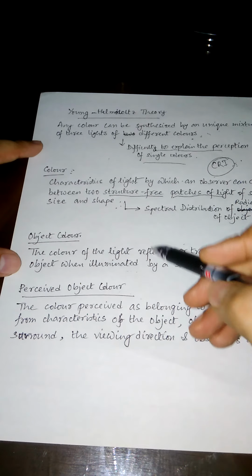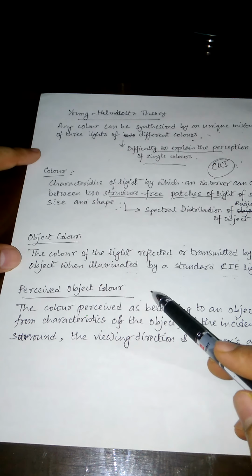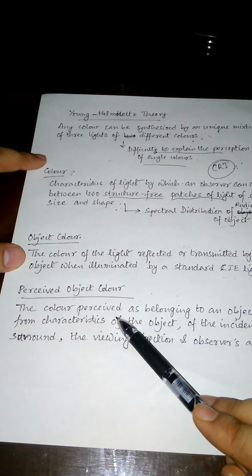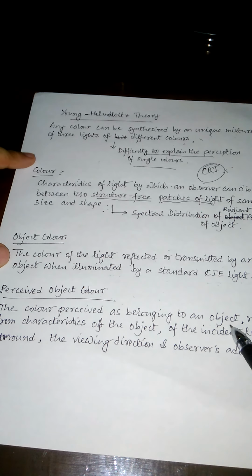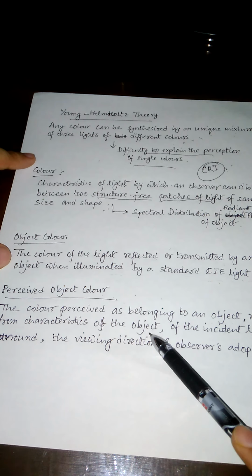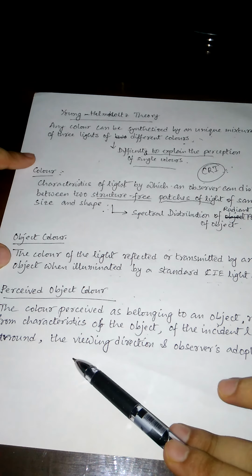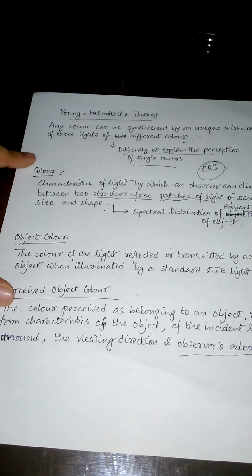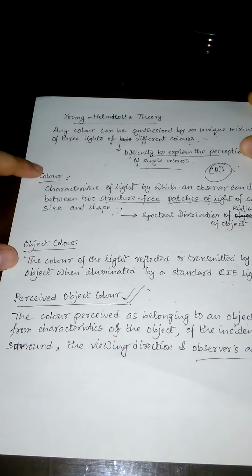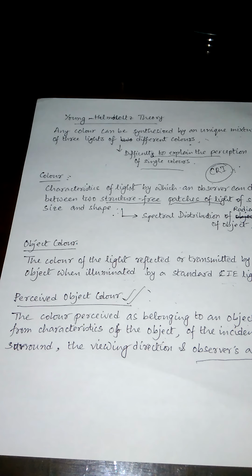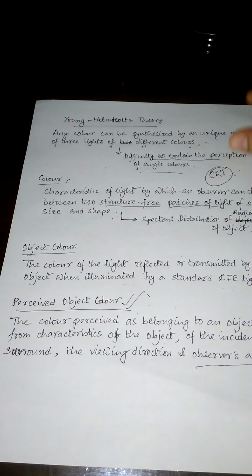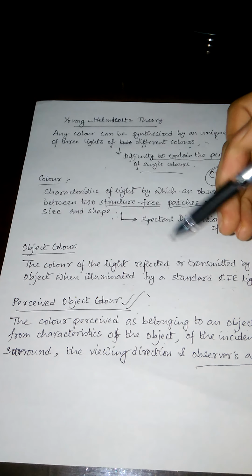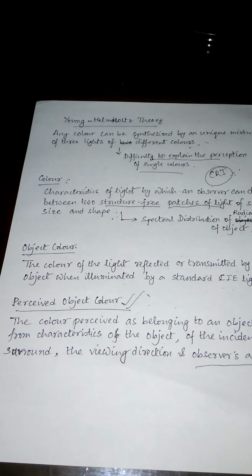Another is the perceived object color. Perceived object color means the color perceived as belonging to an object, resulting from the characteristics of the object, the incident light and surround, the viewing directions and the observer's adaptations. This is a very important term for the lighting designer. A lighting designer designing lighting for a particular area and purpose must keep in mind this perceived object color. That means it is also very much dependent on moods.